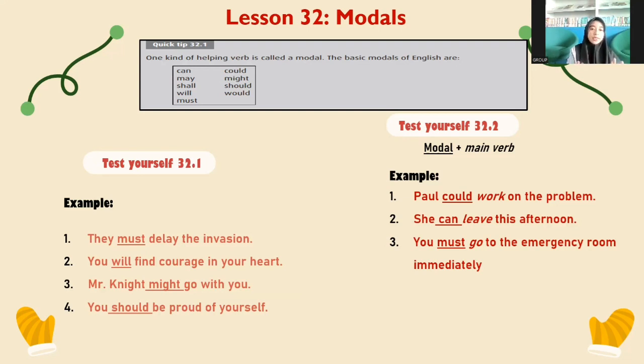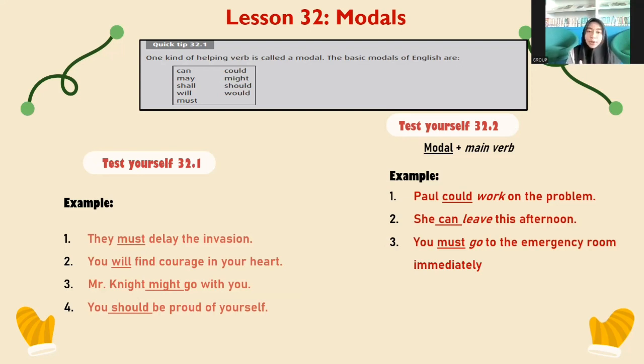Okay, see the test yourself 32.1. Example number 1. They must delay the invasion. Must is a modal. And next, you will find children in your heart. Will is a modal. And next, Mr. Knight might go with you. Might is a modal.